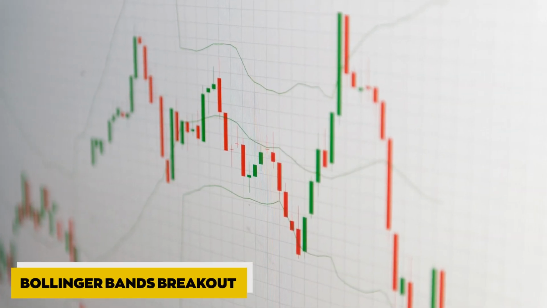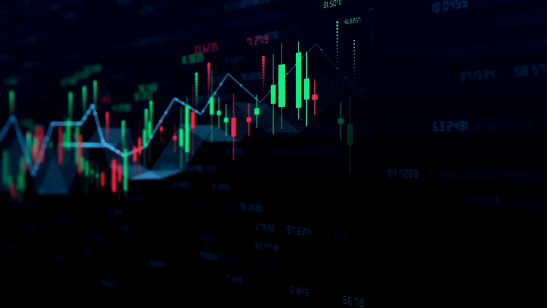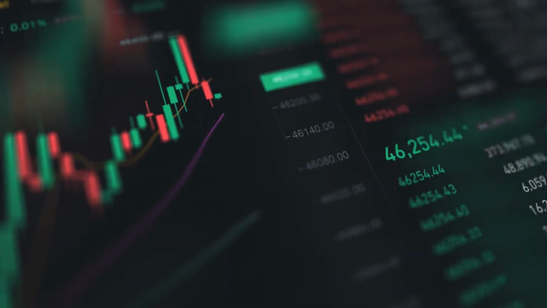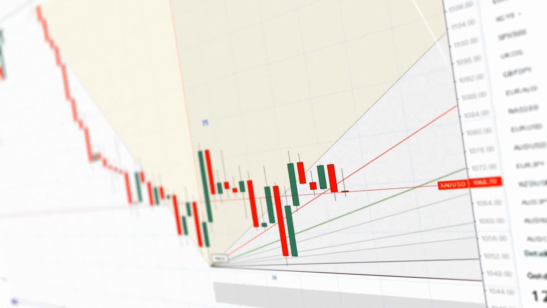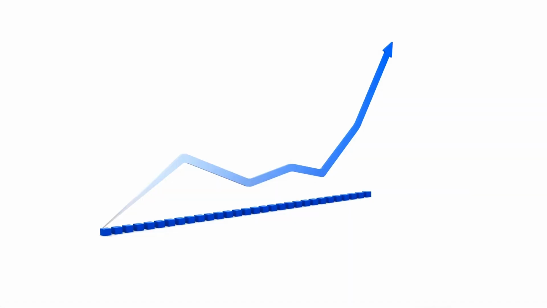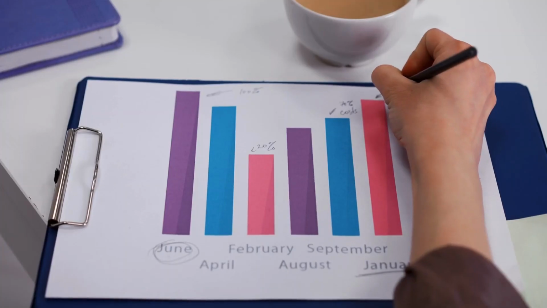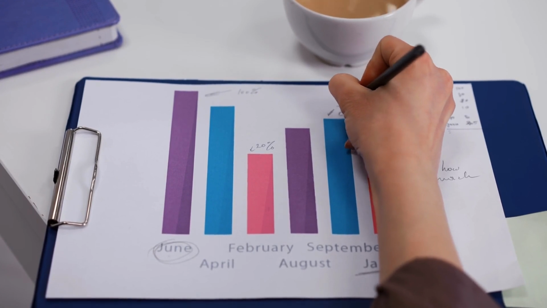Third, Bollinger Bands breakout. Bollinger Bands are an excellent indicator for scalping volatile markets. These bands consist of an upper, middle, and lower band that encapsulates most price action. When the price touches or breaks through the lower band, it often signals a buying opportunity. When it hits the upper band, a selling opportunity arises. Scalpers use this strategy to trade breakouts and capitalize on rapid movements.